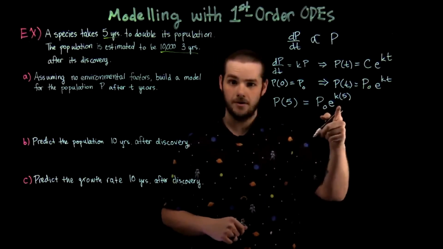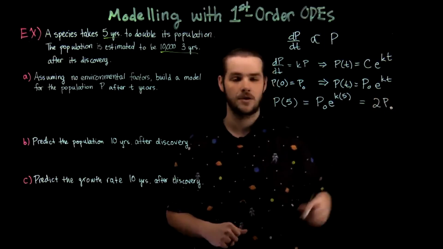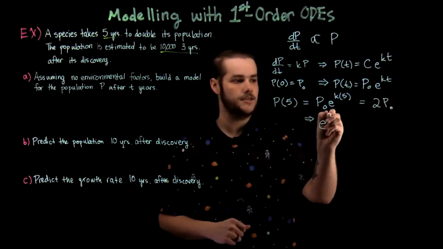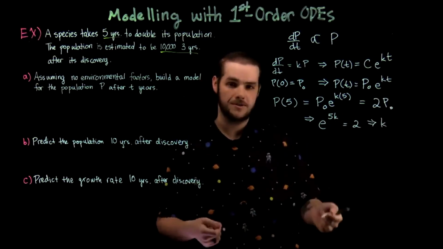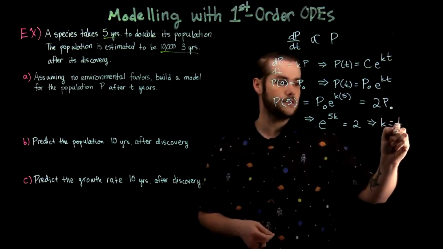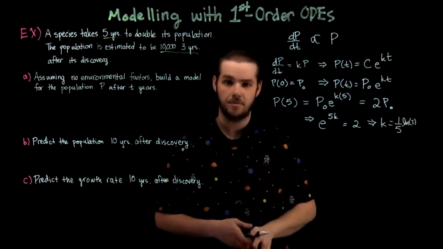So whatever the population happens to be, I know it's double what I started with. And in this way, do you notice the P naughts cancel? And I get e to the 5k equals 2. In other words, this tells me that k is equal to 1/5 natural log of 2. Great. So we found one piece of the puzzle.